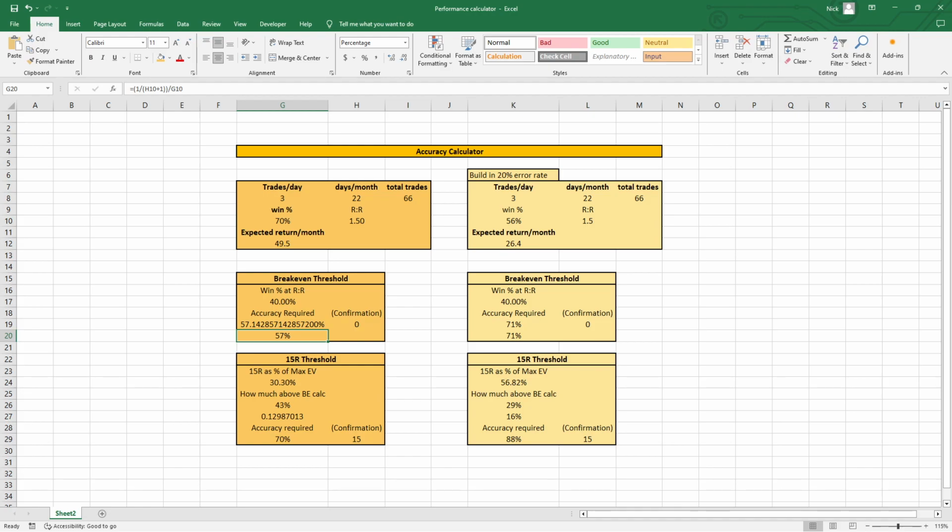There's a lot of clients I've had and a lot of people I've spoken to who, when we've looked at their accuracy, it's actually down in sort of like the 20-25% region. So this is already a pretty decent number to get to.